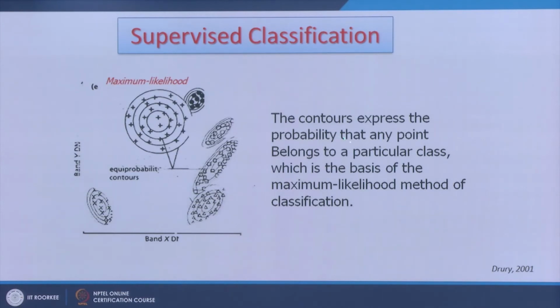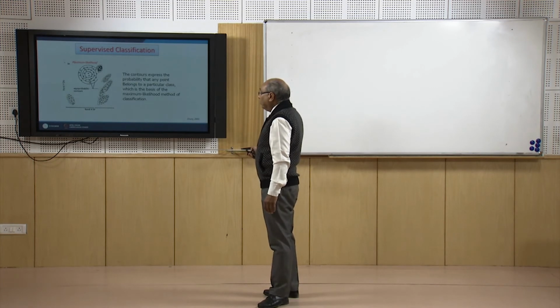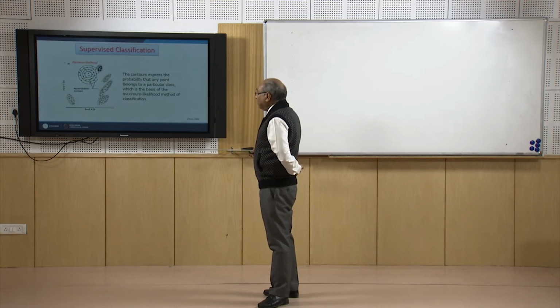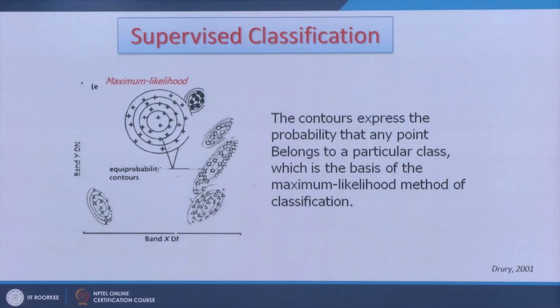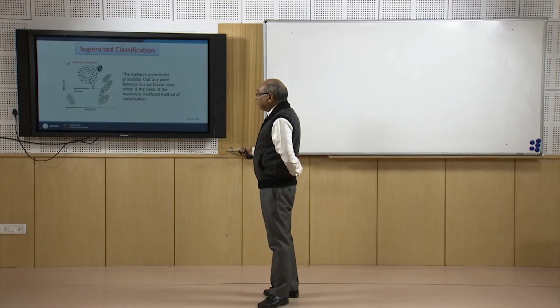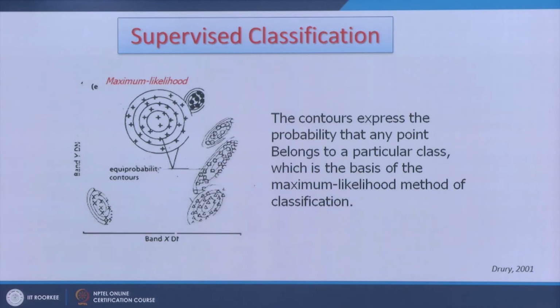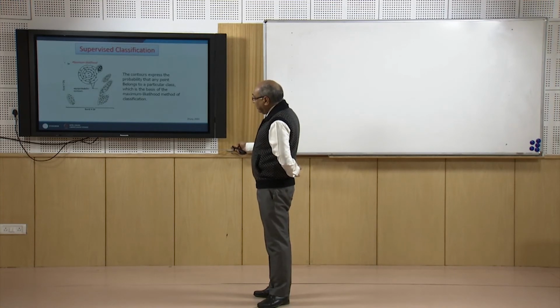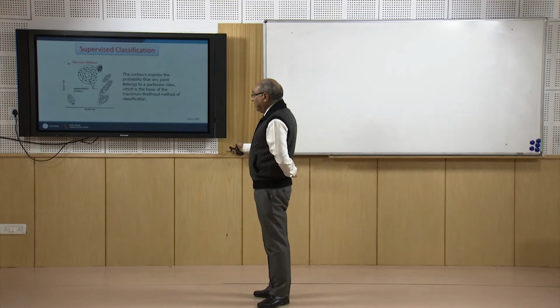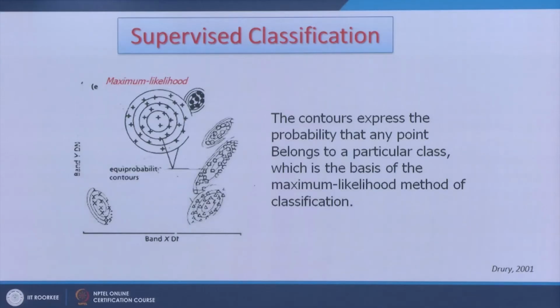classification, the third type, where contours are drawn, and these are based on probability. The contours express the probability that any point belongs to a particular class, which is the basis of the maximum likelihood method of classification. Likewise, the center of this cluster of plus symbols has the maximum likelihood. As you go away, the likelihood intensity decreases, and there might be mixed pixel scenarios as well, where it is uncertain whether those pixels can be classified as one type of land cover or another. So these mixed scenarios might be there in certain areas.